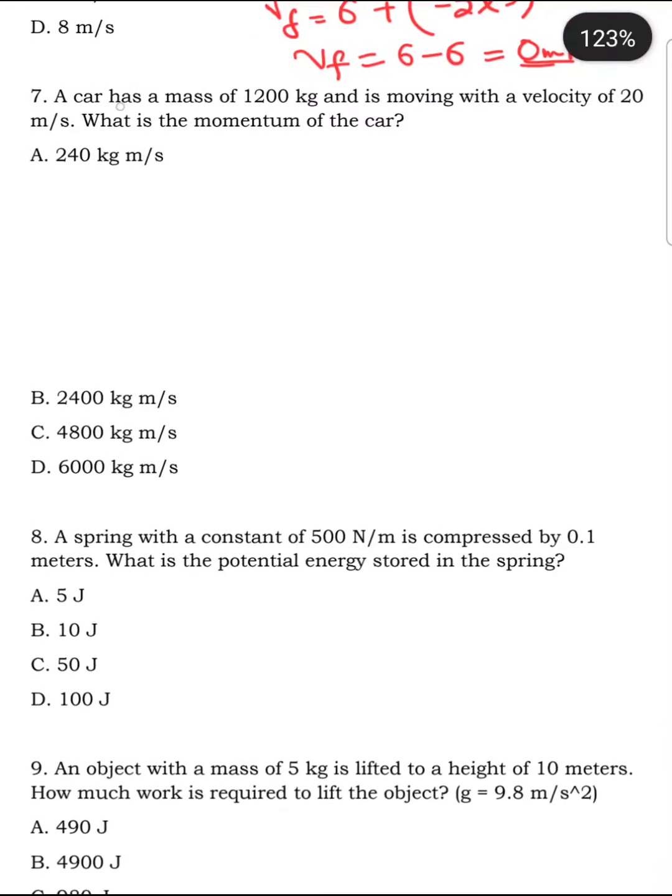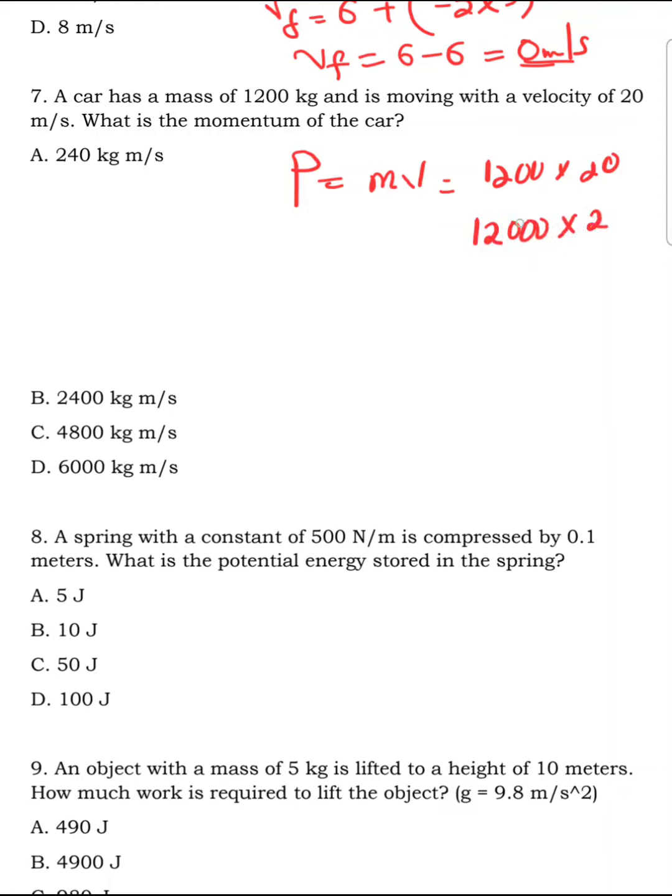Moving on, a car has a mass of 1200 kg and is moving with a velocity of 20 meters per second. What is the momentum of the car? I think this type of question you have already seen. It's mass times velocity. The mass is 1200 multiplied by 20, which is just the same as 12,000 multiplied by 2, and we get 24,000. So you can clearly see that we are getting that. Yeah, so basically this was supposed to be the correct answer there.